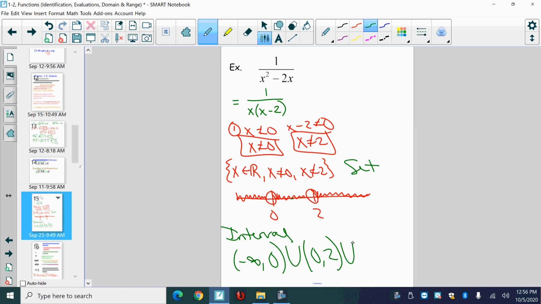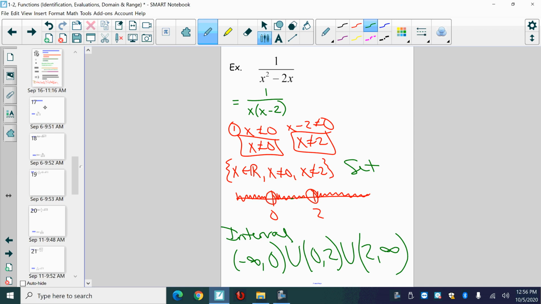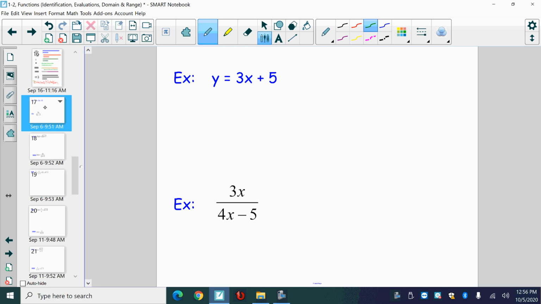A U again for more shading. I pick right back up at 2, and then it shades all the way to the largest number in the world, which is infinity. That is what we call interval notation. So we're going to do both of these, set and interval notation. We're going to go back and forth so that your brain understands both of them.